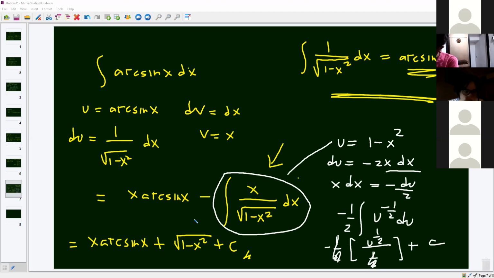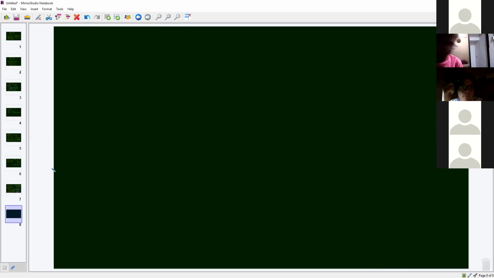Wait, hanapin ko lang. Yeah, here. Okay, look at this. For me, the level of this integral is level 1.5. Maximum level is 3. Integral of cos of square root of x dx. Okay? I'll go.